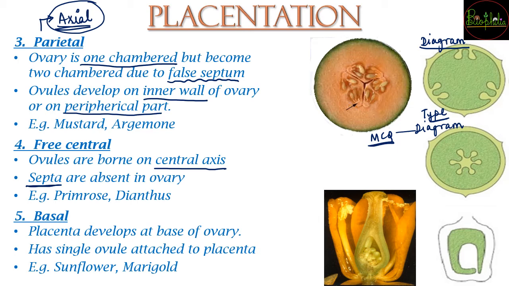So the last type of placentation is basal placentation. Basal, where does the name come from? When there is relation to the base. So such placenta will be developed at the base of the ovary, and a single ovule. Very important to remember, there will be a single ovule attached to the placenta, and that can be seen in the case of sunflower as well as marigold. So sunflower seeds, from which sunflower oil is extracted, are going to have basal placentation. So that makes up the end of the placentation types.